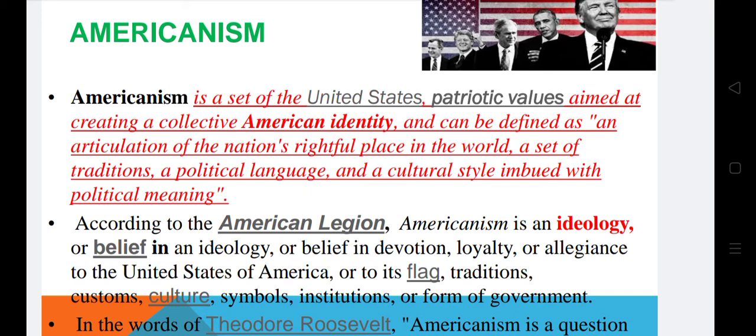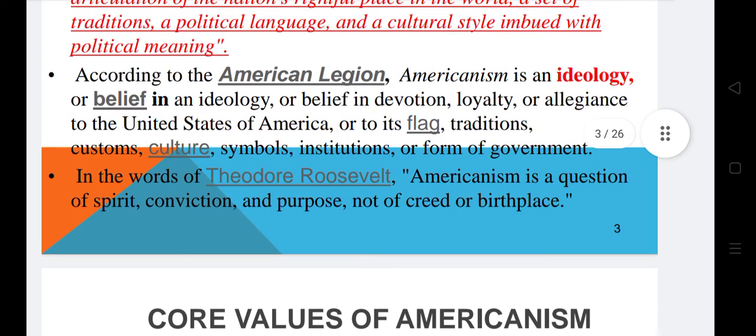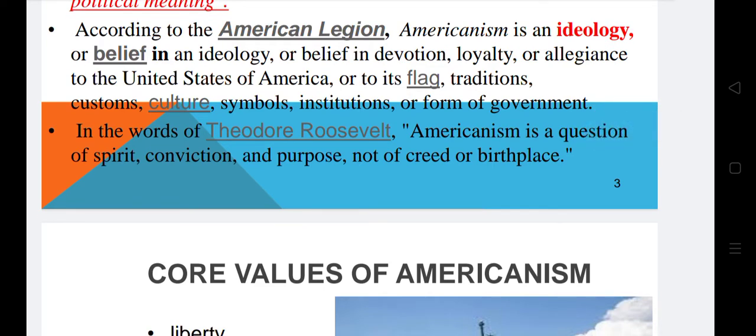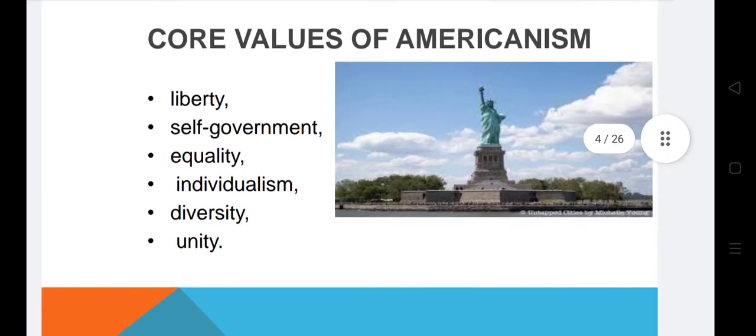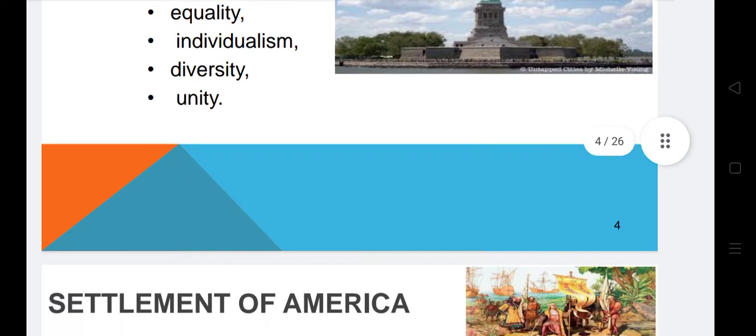What does this mean? It's a set of United States patriotic values which aims at creating a collective American identity, and can also be defined as an articulation of the nation's rightful place in the world and a set of traditions, political language and culture style imbued with political meaning. It refers to an ideology or belief in devotion, loyalty and allegiance to the United States of America or its flag, traditions, cultures, customs, symbols, institutions or form of government. So we'll see core values of Americanism include liberty, self-government, equality, individualism, diversity and unity.